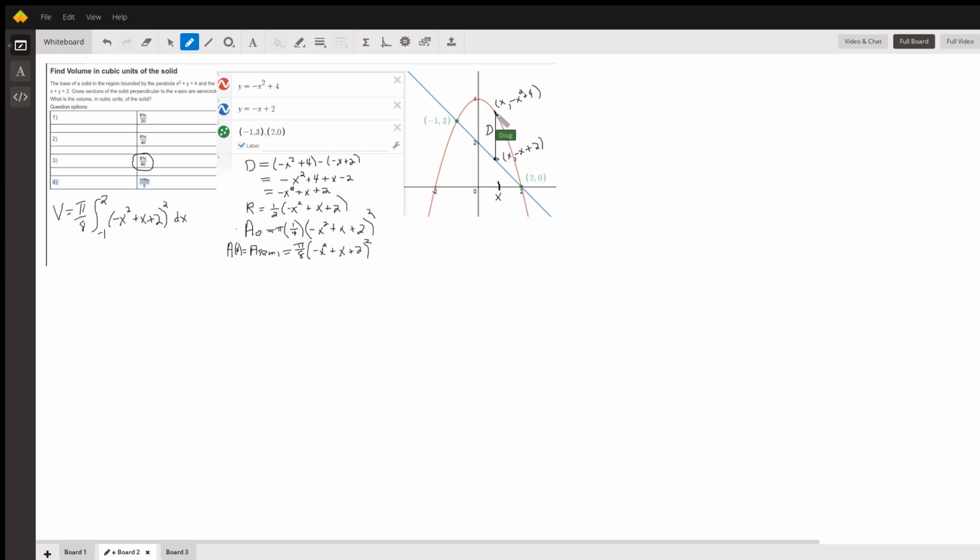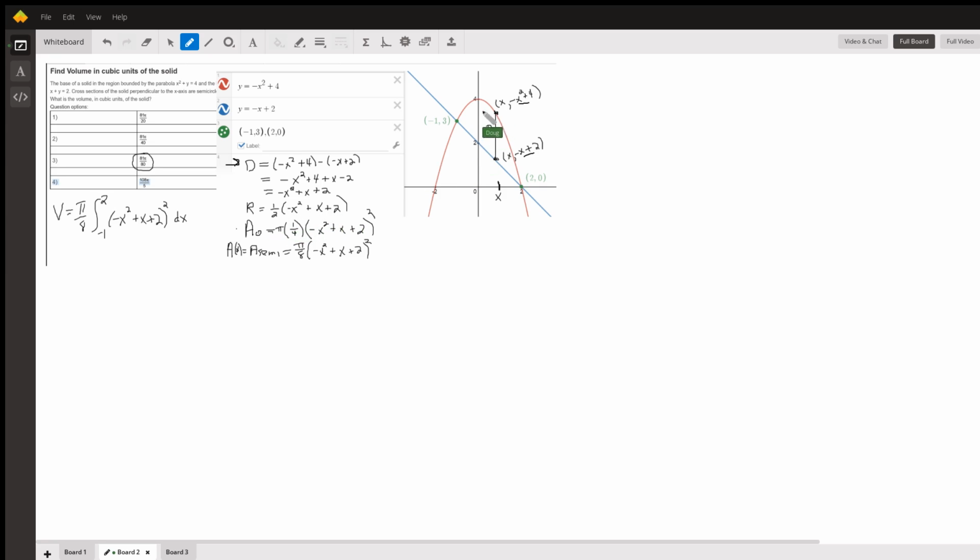The coordinates of this point right here are (x, negative x squared plus 4), and the coordinates of this point are (x, negative x plus 2). So the length of this diameter is this y coordinate, take away this y coordinate, which I've shown right here. And that simplifies to the opposite of x squared plus x plus 2. So the radius of that semicircle is half of d, or there's the 1/2 out front.